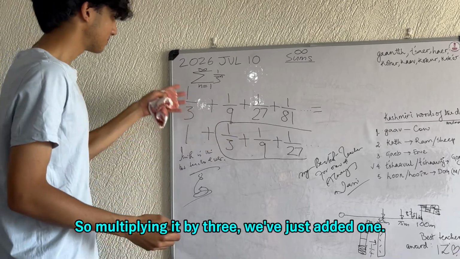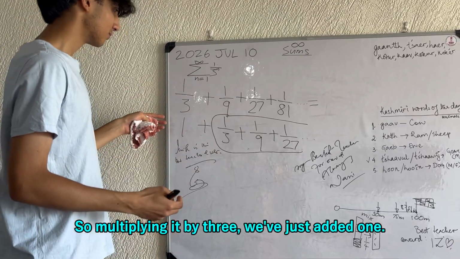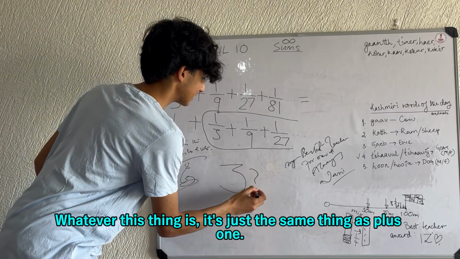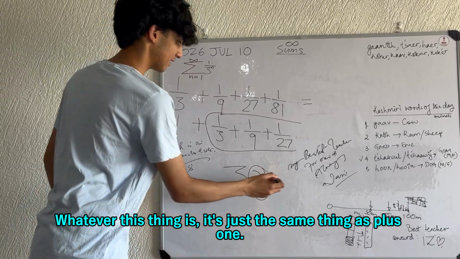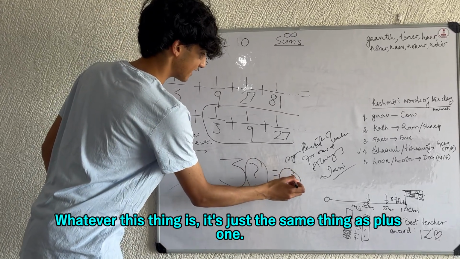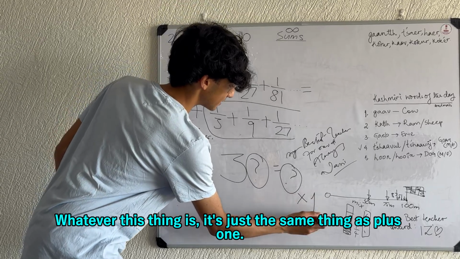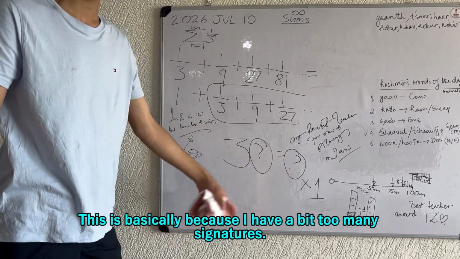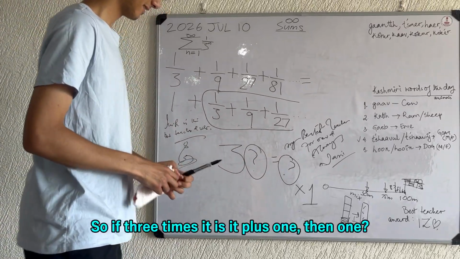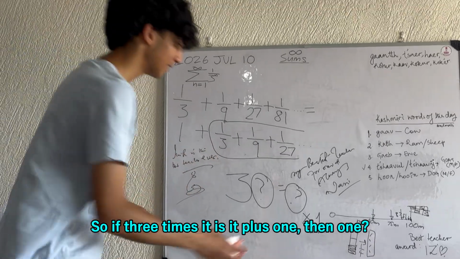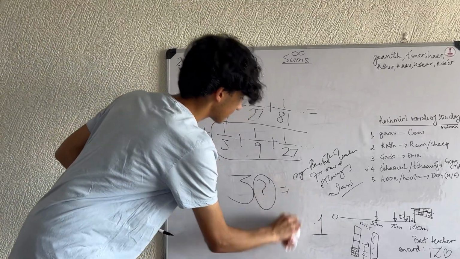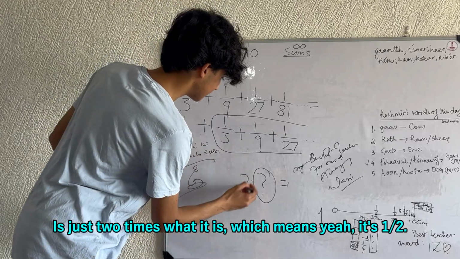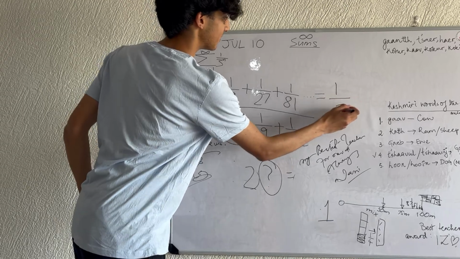So multiplying it by 3, we've just added 1. So 3 times whatever this thing is, is the same thing plus 1. If 3 times it is it plus 1, then 1 is just 2 times what it is, which means it's a half.